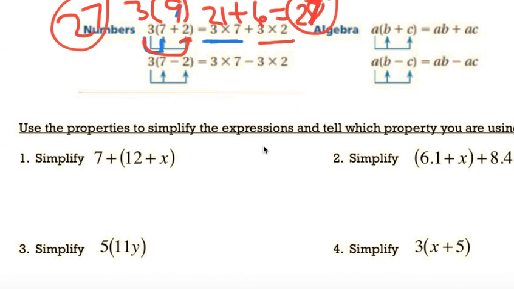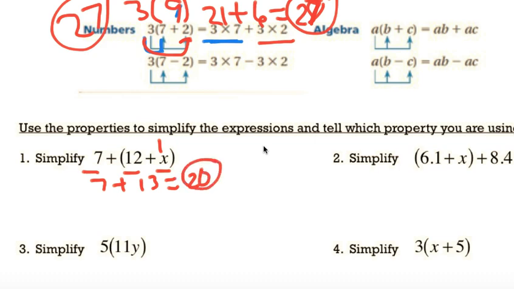Okay, so let's look at the first example. Use the properties to simplify the expression and tell which property you are using. Well, I see parentheses and I see 3 sets of numbers or variables. So if I plug in 1 here and work it out, 12 plus 1 is 13, and 13 plus 7 would give me a total of 20.